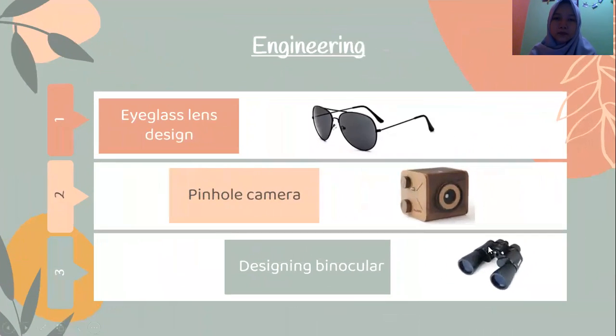Next, engineering. What is the relationship of optical instruments in engineering? The first is eyeglass lens design. This is the picture of it. And the second is the pinhole camera. And this is the picture of it. And the third is designing binoculars. And this is the picture of it.